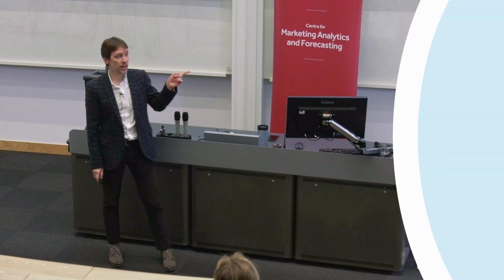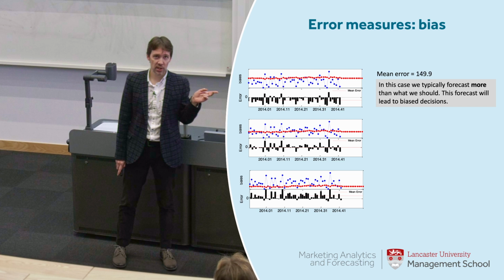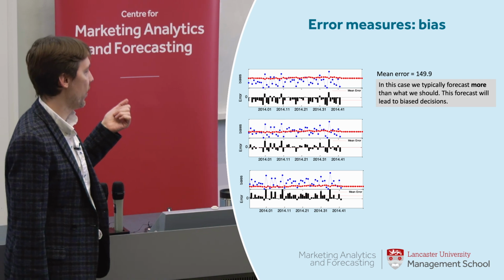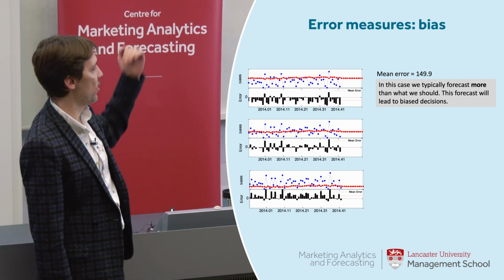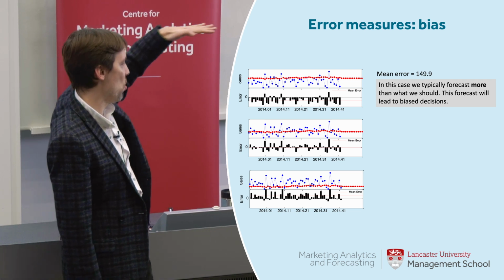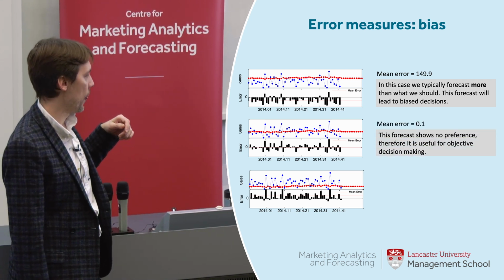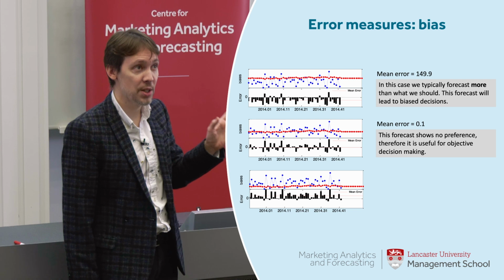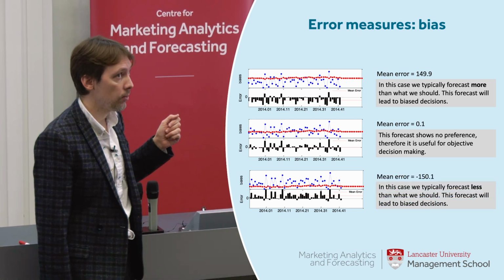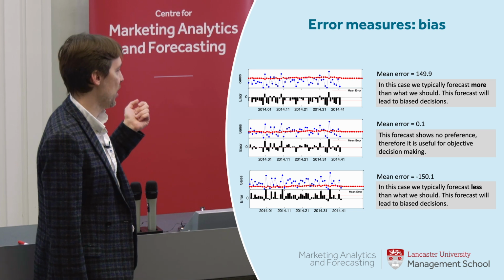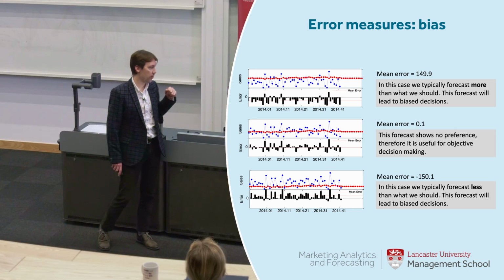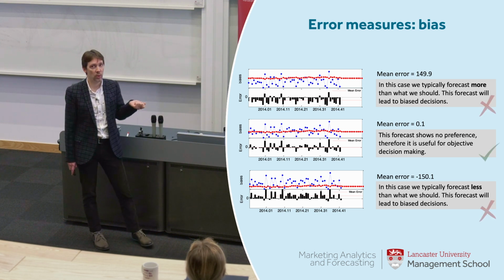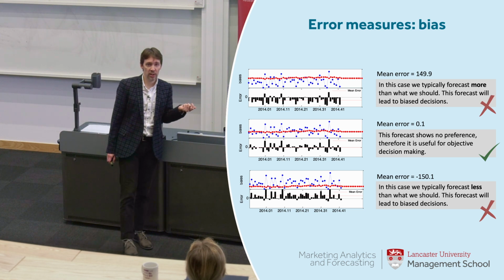And here are 3 plots, examples of 3 situations. In the first one, the mean error is 149.9, and it is a positive value. So it means that we are overshooting. You can see that the red line, the forecast, is above the blue line consistently. Now the second one, the mean error is 0.1. It is not equal to 0, but it is pretty close to it, so it's actually good. And in the third one, we have minus 150.1, and the line goes below the actual values, lots of them at least. And judging by the bias, we would say that the first and the third one are not very good, and the second one is good.